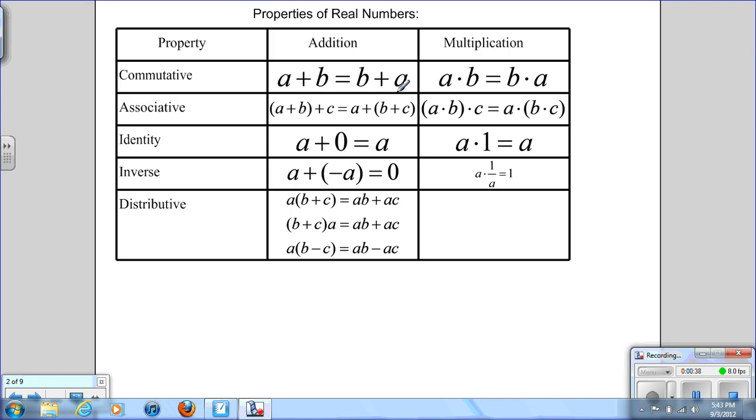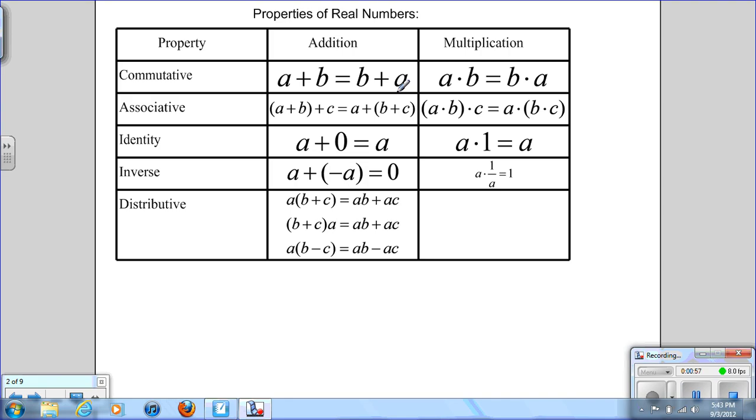The next property is the identity property. The additive identity is the number 0, because when you add 0, you do not change the value of the number. The multiplicative identity is 1, because when you multiply by 1, you don't change the value of the number. Those are the identity properties.